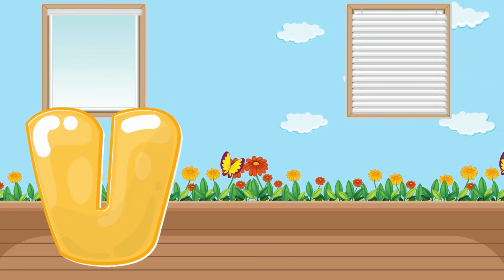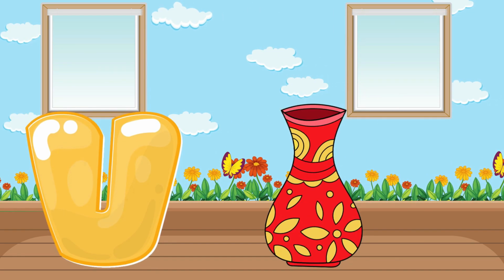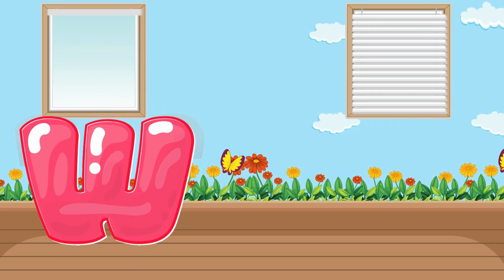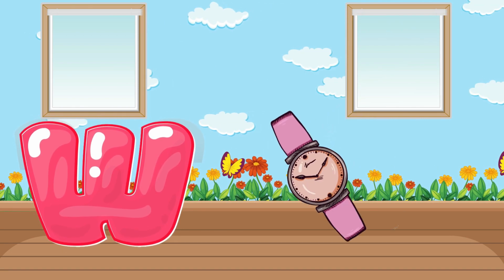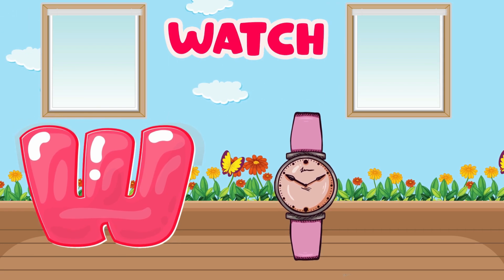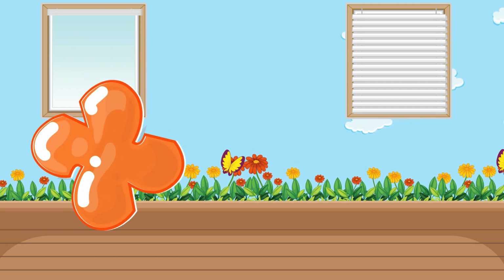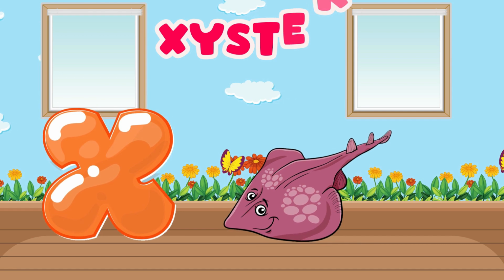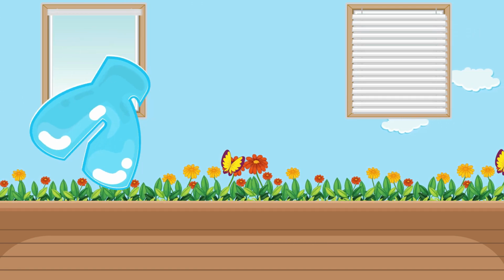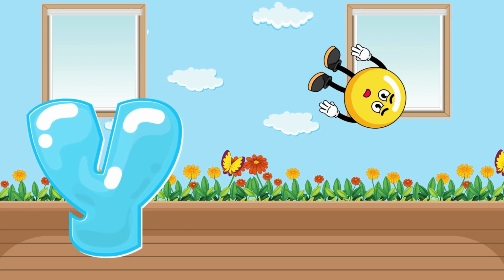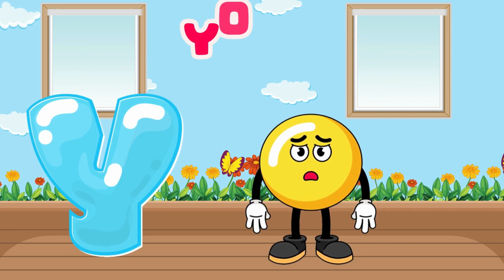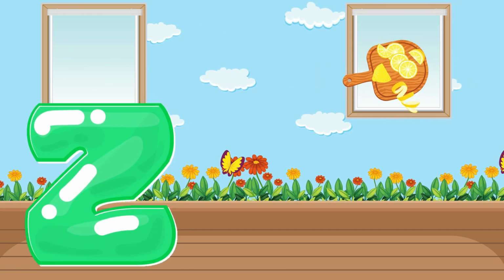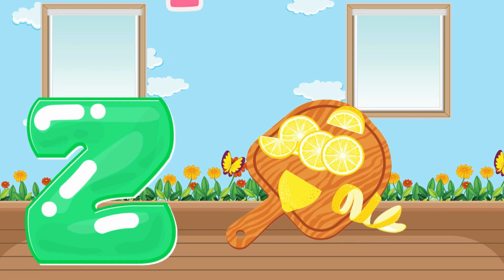Alphabet V, V for vase. Alphabet W, W for watch. Alphabet X, X for sister. Alphabet Y, Y for yolk. Alphabet Z, Z for zest.